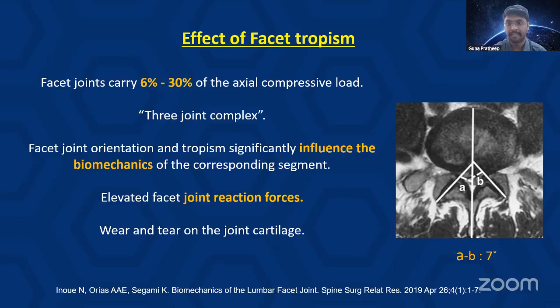When there is a significant difference in the orientation of the facets, that alters the biomechanics and creates elevated joint reaction forces, leading to wear and tear of the joint cartilage. In the literature, for facet tropism, most of the studies described a 7-degree difference between the facets on either side, and the image on the right shows the method of calculating the facet tropism.